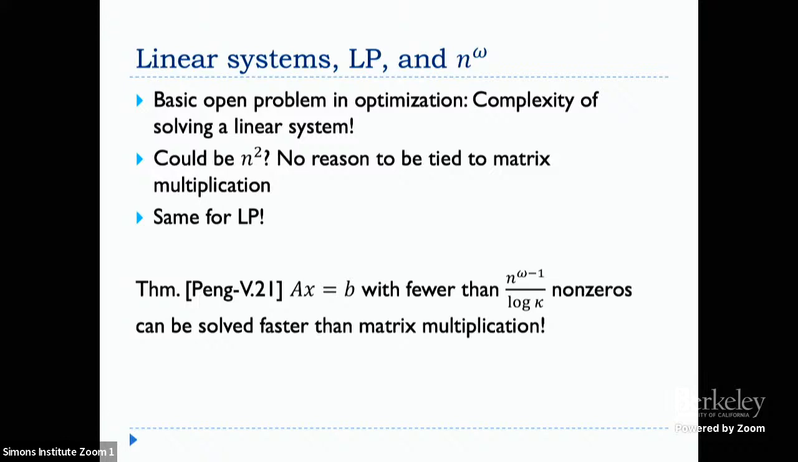And so last year with Richard Peng, we managed to show that at least for sparse linear systems, not terribly sparse, fewer than n to the omega minus 1 divided by log of the condition number non-zeros, you can solve it faster than matrix multiplication. And in fact, you can solve it faster than matrix multiplication no matter how fast you make matrix multiplication, as long as it's more than 2. So if tomorrow Virginia Williams tells me that it's n to the 2.01, we can still solve linear systems faster, but only for sparse enough ones. So this is just an indication that there's something else out there that we haven't figured out yet, how to solve a linear system.